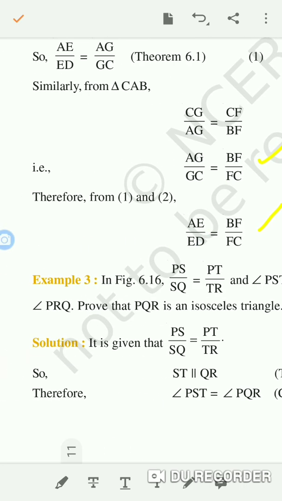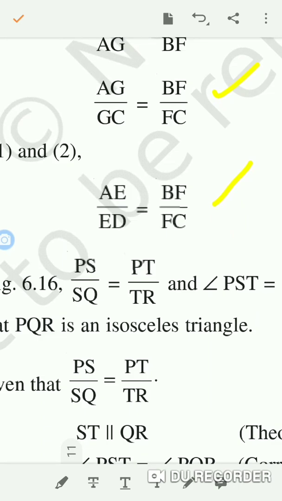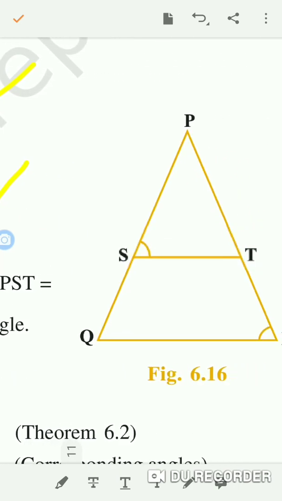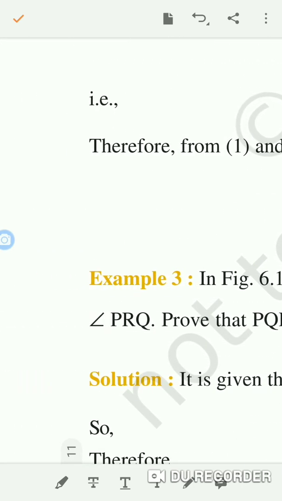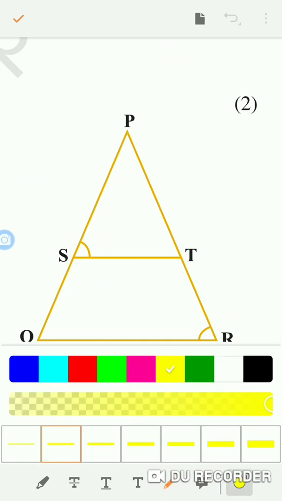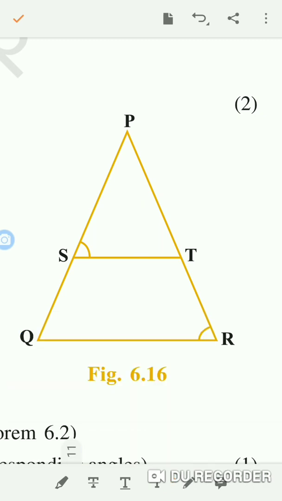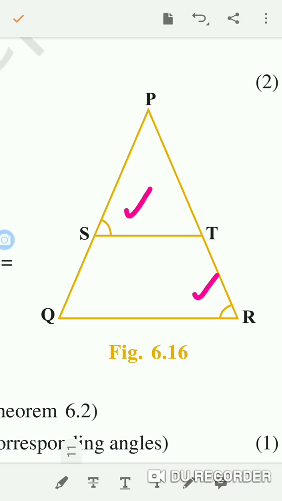Triangle PQR is given. What is the problem here? In the figure, PS upon SQ is equal to PT upon TR. And angle PST is equal to angle PRQ. See here, angle PST is equal to angle PRQ. Means this angle is congruent to this angle. And based on that, what we have to prove?